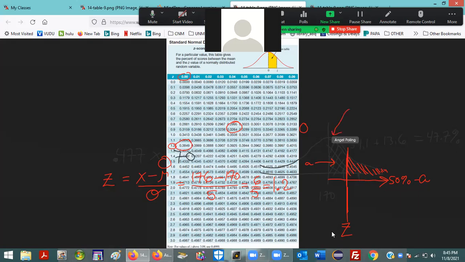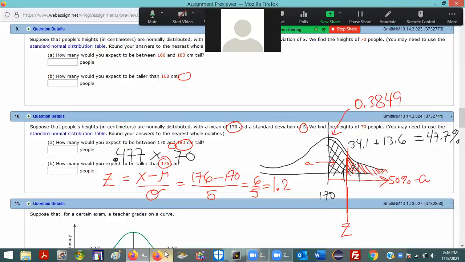This value here is going to be 0.3849. And we're going to subtract that from 50 because the area they gave us, again, is between the 170 and the 176. But we want to know how much is beyond that, right? So we're going to take our 50% and subtract from it the 3849, right?